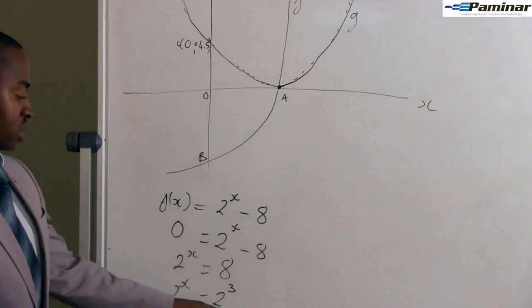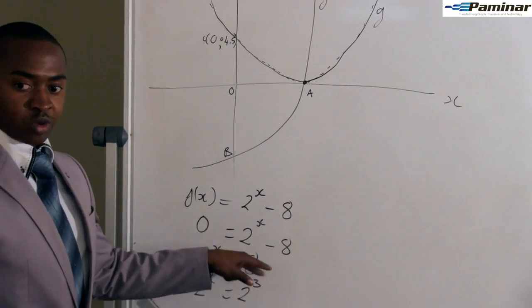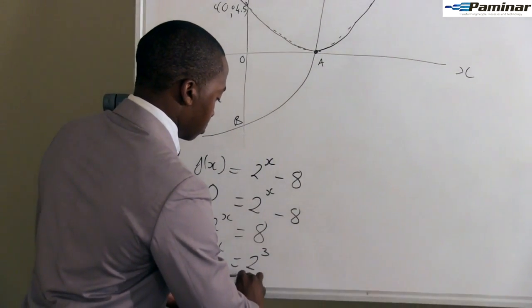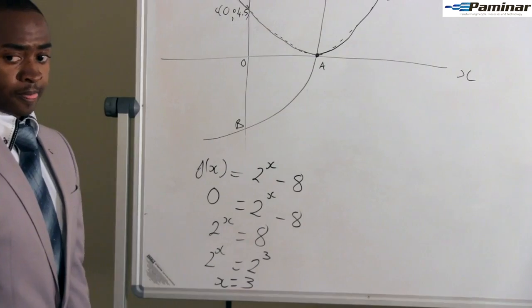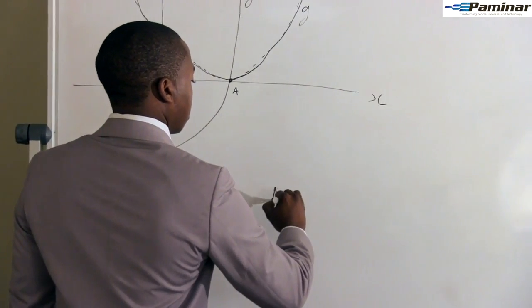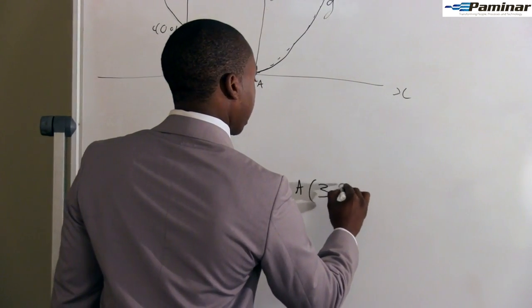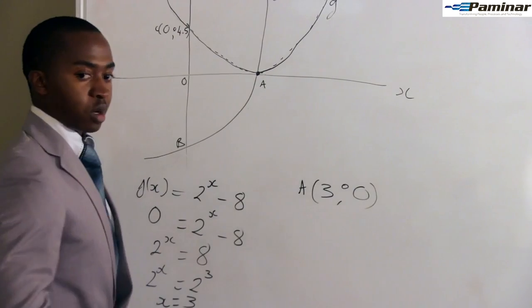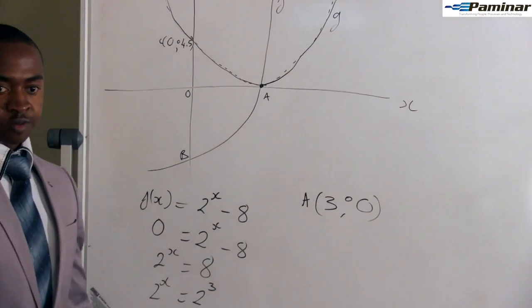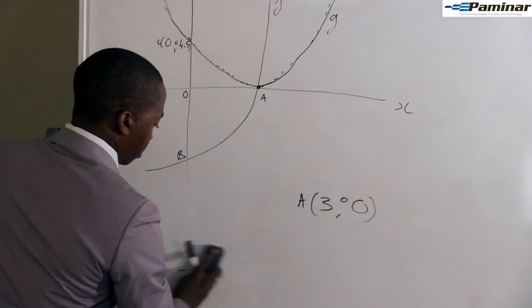And once the bases are the same, you can equate the top part. So in other words, x will equal 3. All in all, A will be the point (3, 0), and we already know what y is. It's 0. Everyone follows? That should be simple enough. Cool, so we know what A is.